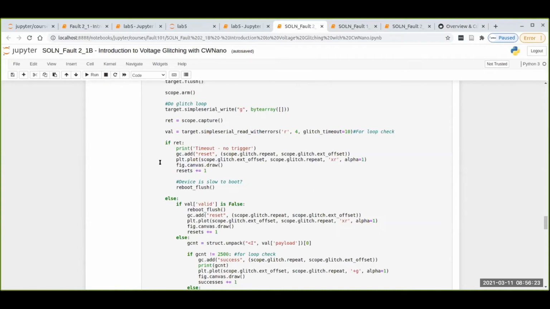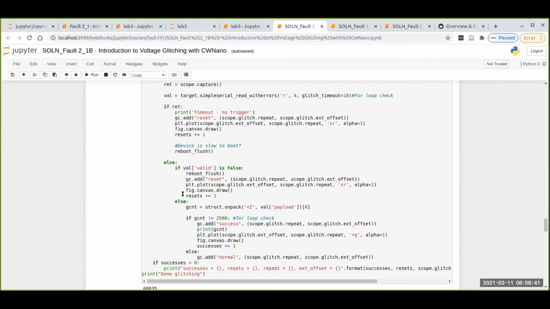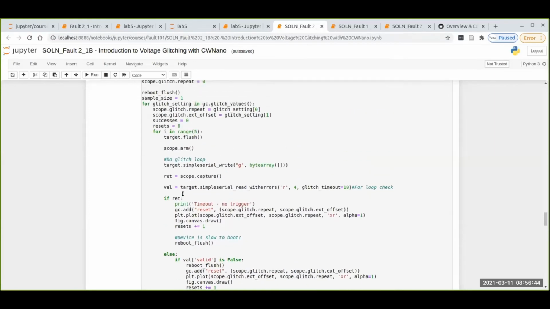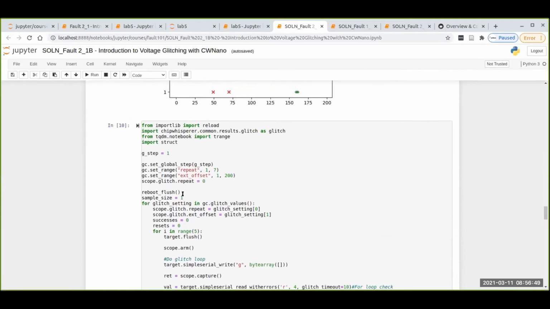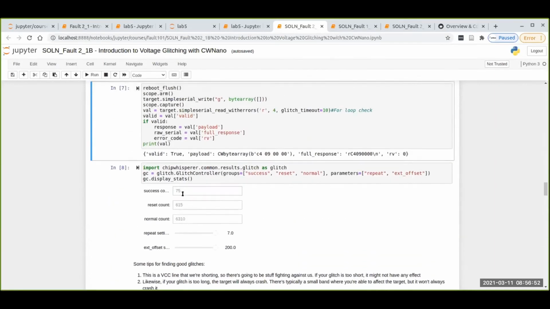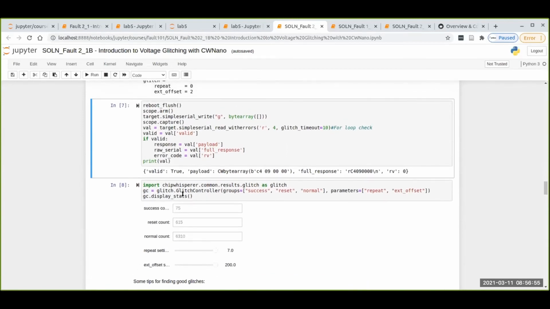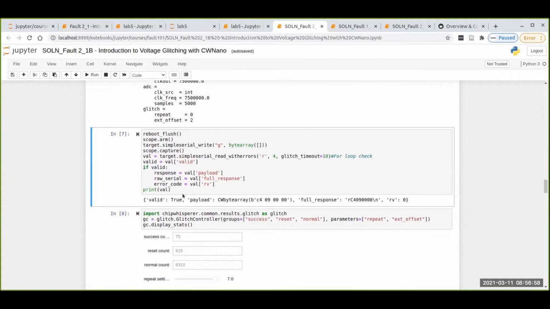Dr. Mike. Yes, please. I have a question here. When we define the groups equal to success, reset, and normal, what does this mean? In the group definition, in cell 8, the second line.